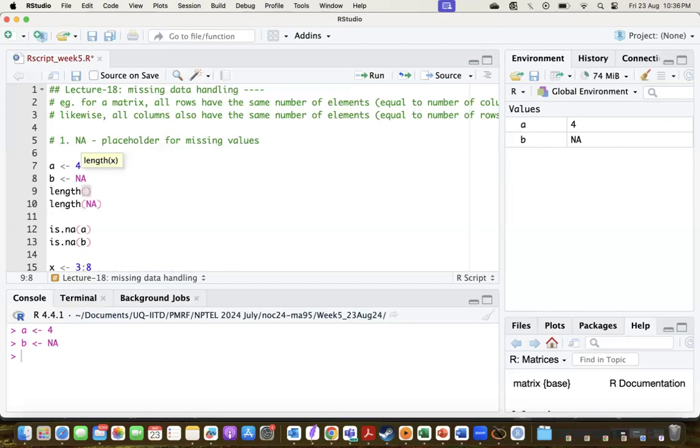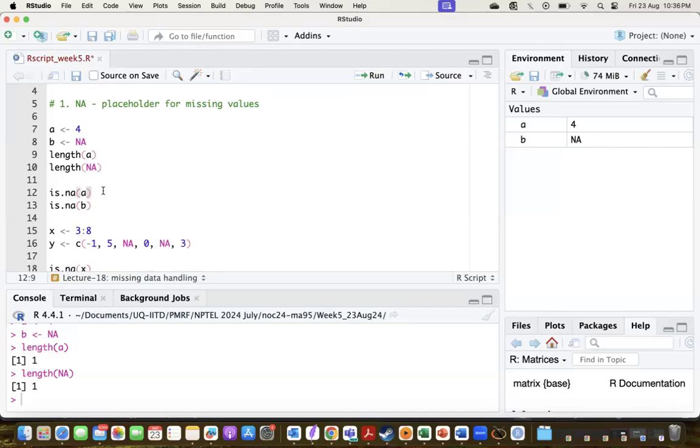Just to be doubly sure, when we say length of a certain variable, it means how many elements are there in that. When I say length of A, it's 1, and that makes sense. But when I say length of NA, that is also 1. So it means that it's not an empty thing. There's still a place for it. It's just that that place is not a number, or a value for that matter. Neither a number, nor a character, nor anything else.